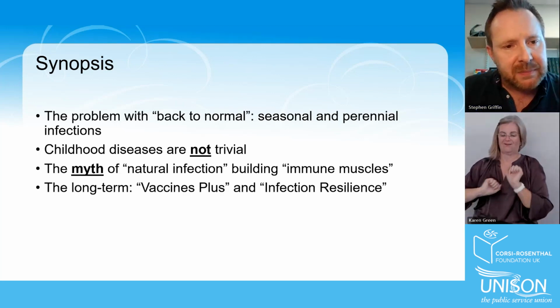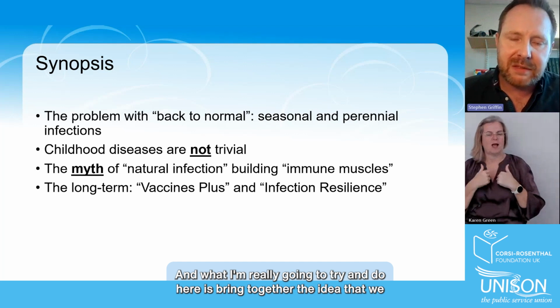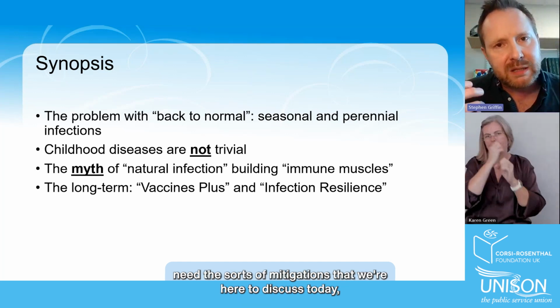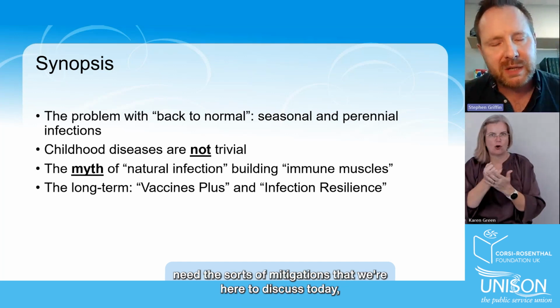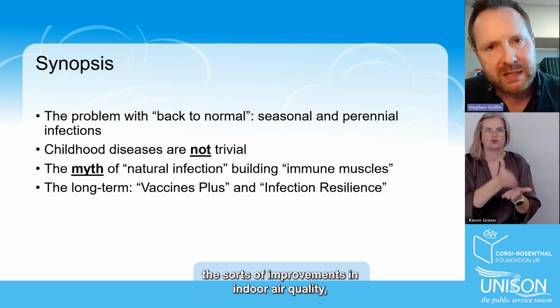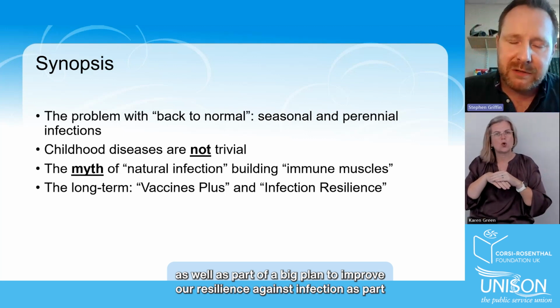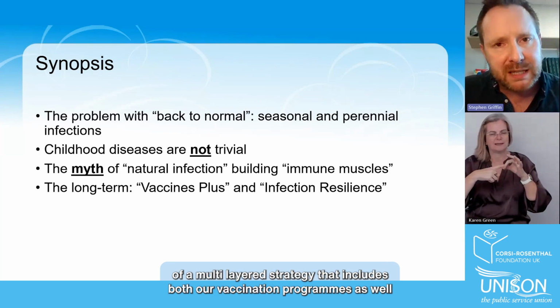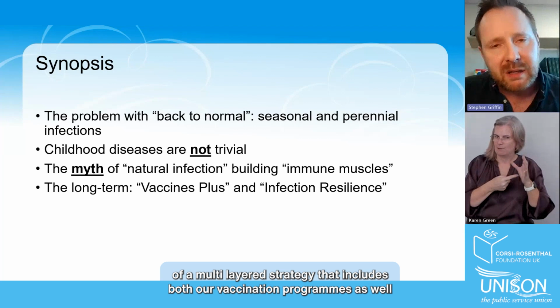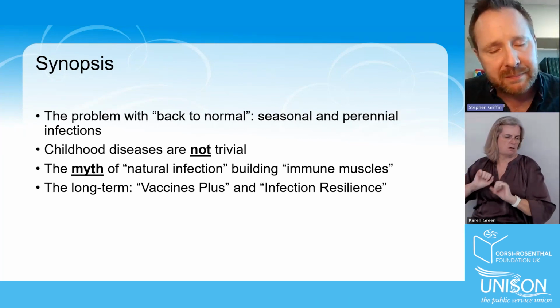And what I'm really going to try and do here is bring together the idea that we need the sorts of mitigations that we're here to discuss today, the sorts of improvements in indoor air quality, as part of a big plan to improve our resilience against infection as part of a multi-layered strategy that includes both our vaccination programs as well as improving indoor air quality.